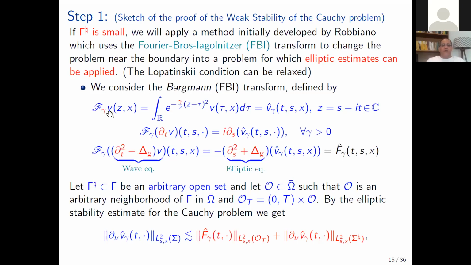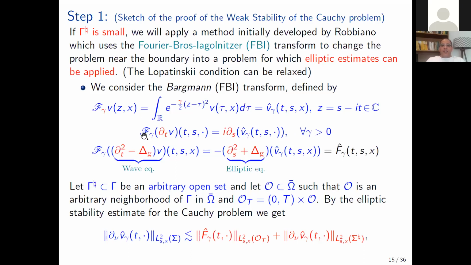So the FBI transform, or the Bargmann transform, I define as follows: it is just an integral convolution with a Gaussian function with a large parameter γ. So the FBI transform of V is the integral of this Gaussian multiplied by V. Here z is complex, z is s minus i t.